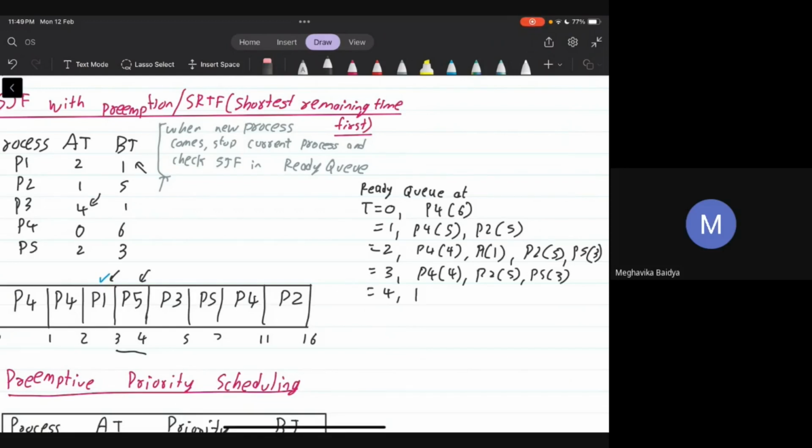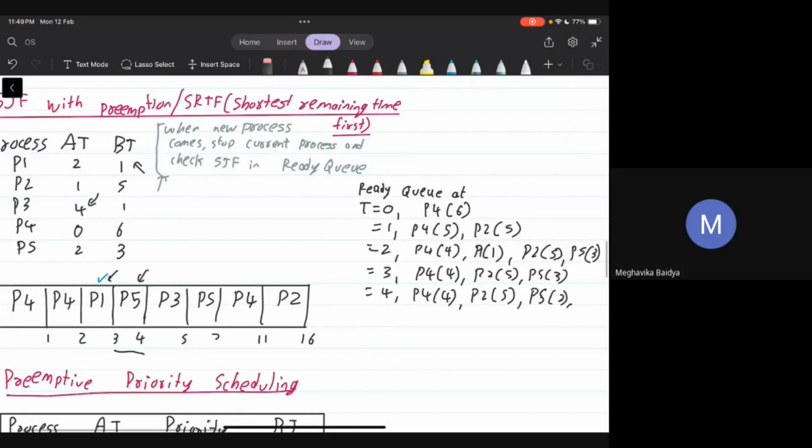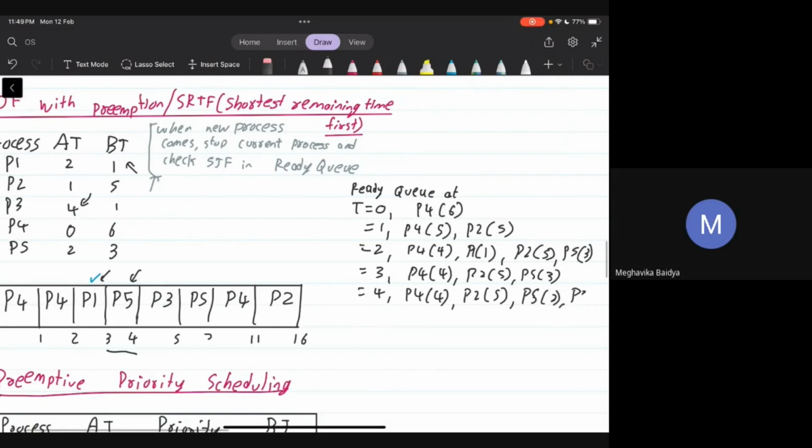So 3 to 4. P4 at 4 is there, P2 of 5 is there, and P5, it was 3, right? It becomes 2 now because 1 has been executed. And you'll see at t equals 4, P3 came, right? P3 with a burst time of 1.